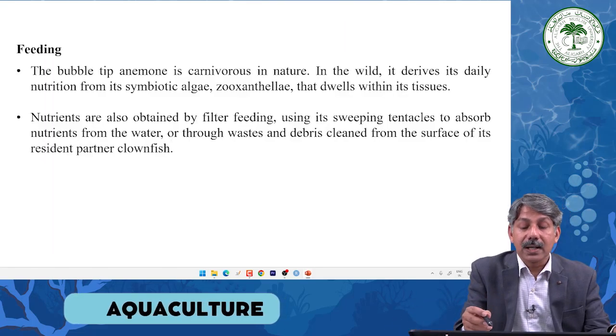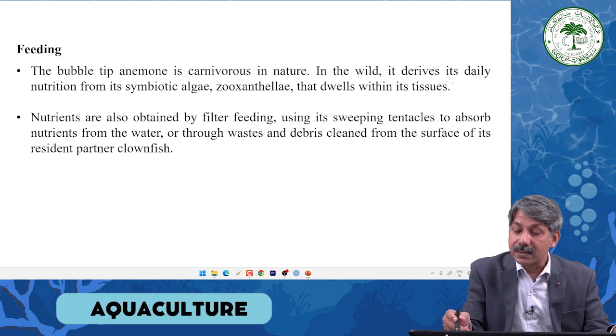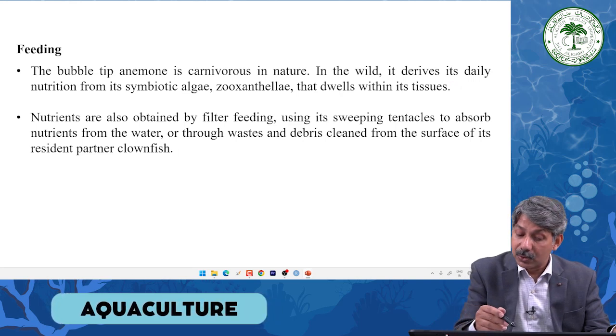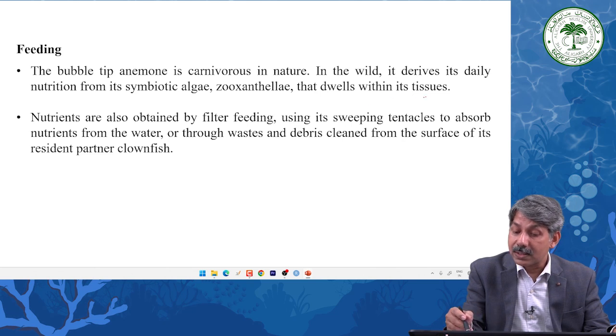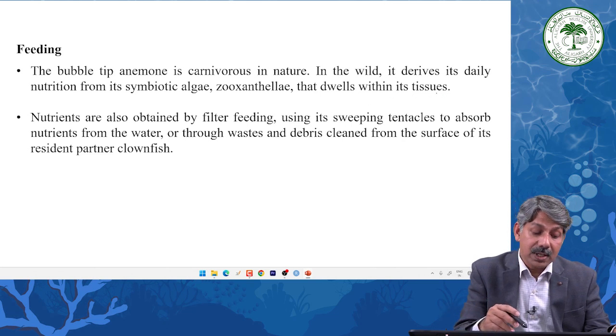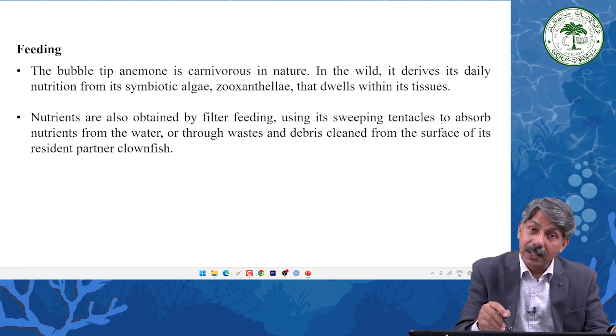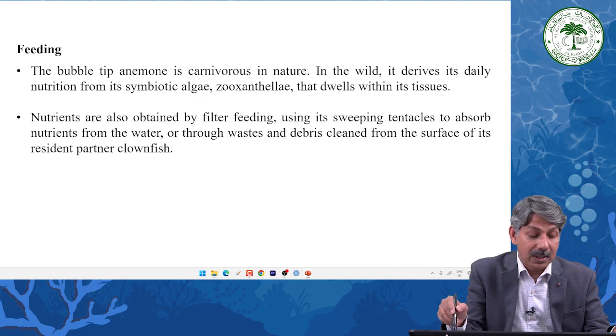Bubble tip anemone is carnivorous in nature. In the wild, it derives its daily nutrition from its symbiotic algae, zooxanthellae, that dwell within its tissues. Nutrients are also obtained by filter feeding, using its sweeping tentacles to absorb nutrients from the water, or through wastes and debris cleaned from the surface of its resident partner clownfish.